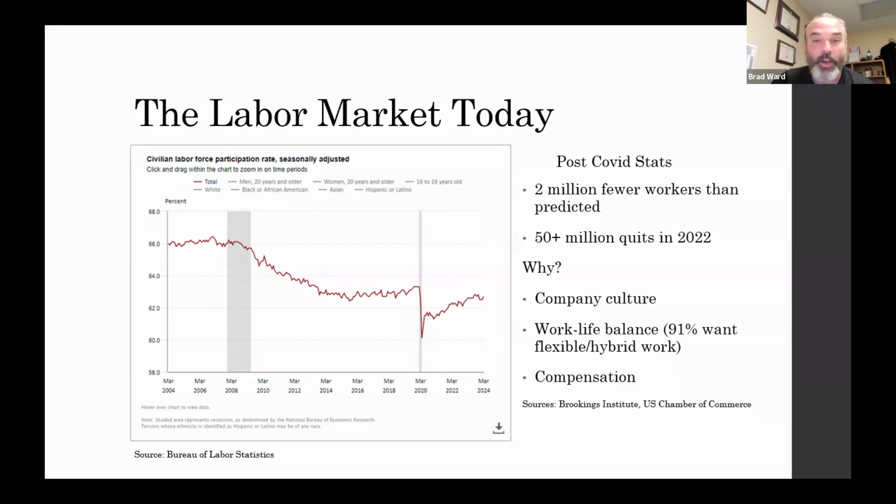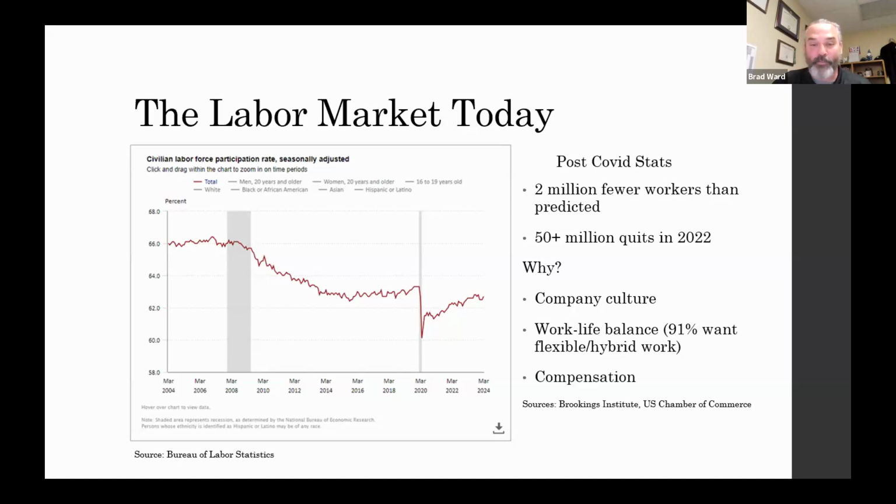Okay, so we have 2 million fewer workers than predicted post-COVID that have checked out. We had 50 plus million quits in 2022. People that just said, we're not going back into the workforce. Again, we've seen this in higher ed too, and the shift has been more towards remote work or remote degrees.